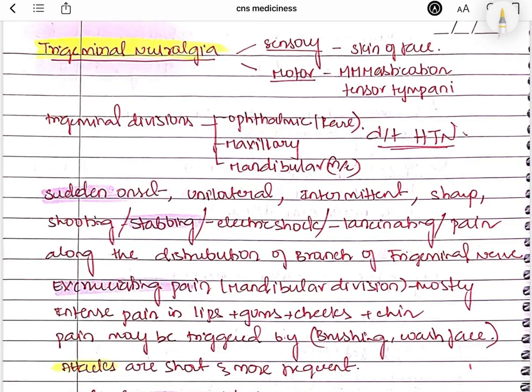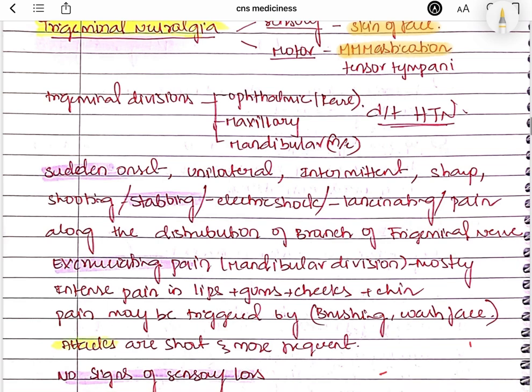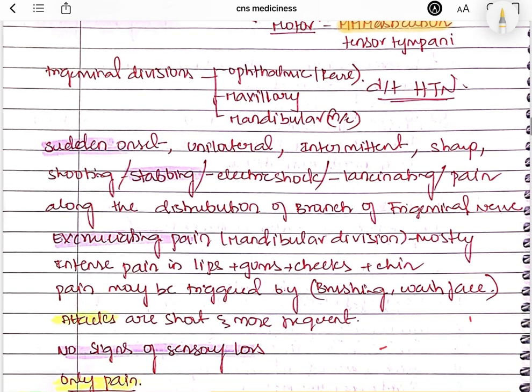In this video, we'll talk about trigeminal neuralgia. The trigeminal nerve has two supplies, sensory and motor. Sensory supplies the skin on the face and motor supplies the muscles of mastication, right? This trigeminal nerve has three divisions: the ophthalmic, maxillary and mandibular. In trigeminal neuralgia, the mandibular nerve is most commonly involved.